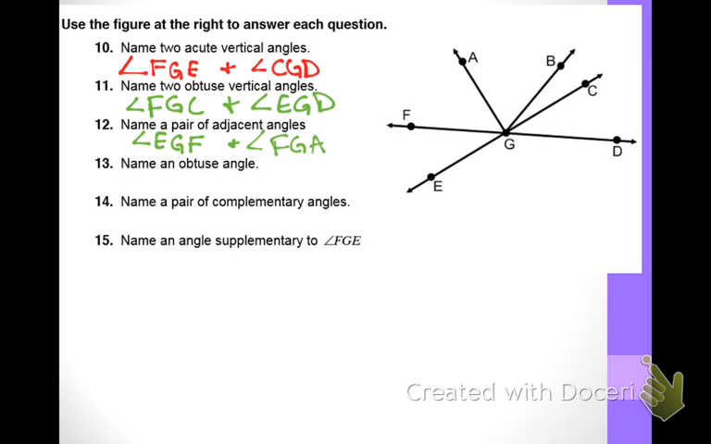All right. Obtuse. Name an obtuse angle. So remember that 90 degrees looks like a corner. So you need an angle that looks more than a corner. EGD, that sounds good. We could also say AGD, that's good. FGC, that sounds good. We could also say FGB, that's also good.